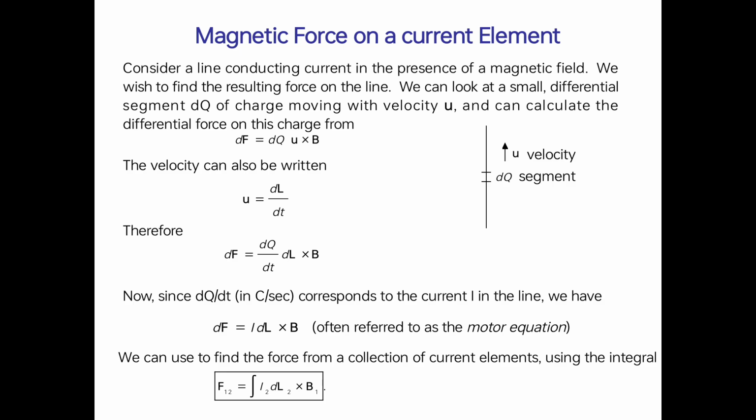Now, since dq/dt, in coulombs per second, corresponds to the current I in the line, we have dF = I dl × B. We can use this to find the force from a collection of current elements using an integral. So the total force on the current element is given as F12 = ∫ I2 dl2 × B1.